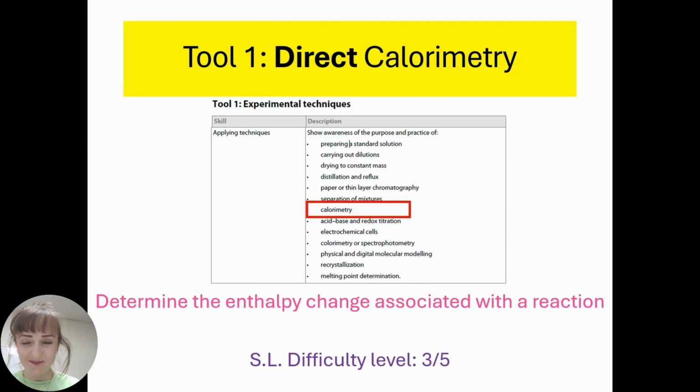Welcome to Curium. As part of Tool 1, you are expected to be able to apply the experimental technique of calorimetry and use it to determine the enthalpy change which is associated with a reaction. Note that the concept of enthalpy change and reactions can be assessed in paper 1A and paper 2 also, but the experimental perspective is most likely to be assessed in paper 1B.